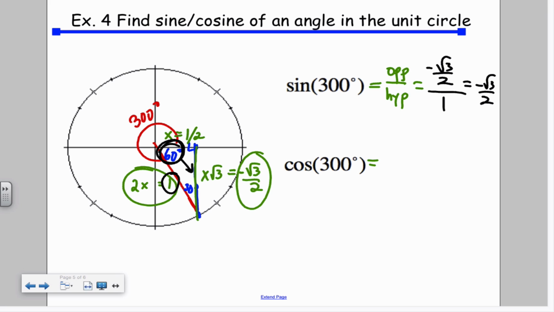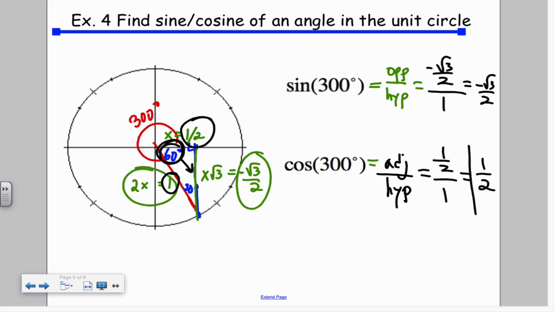Cosine 300, we're going to take the adjacent over the hypotenuse. And our adjacent side was 1/2 divided by the hypotenuse, which is 1. And so we get 1/2.